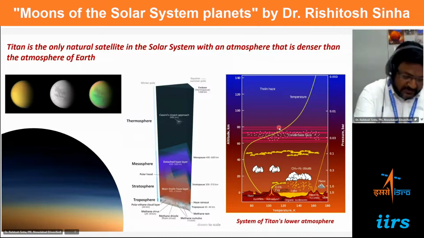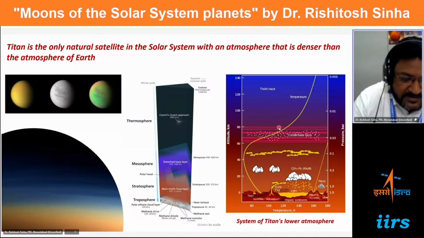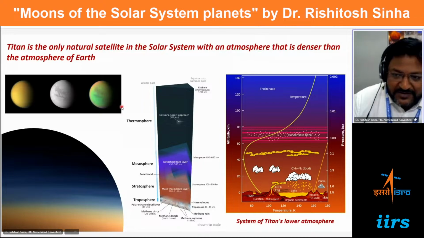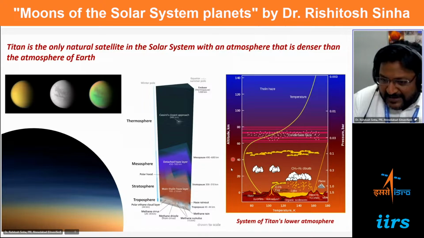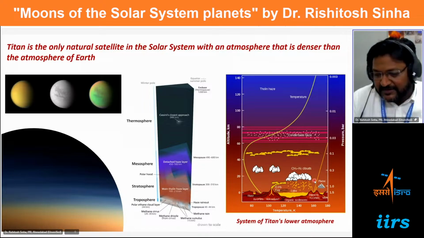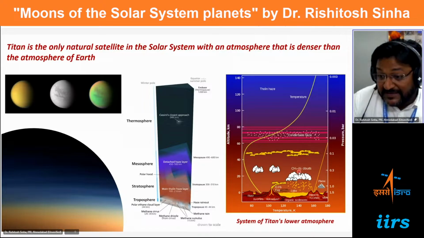So Earth as well as Titan, they both have got a troposphere, there is a stratosphere, there is a mesosphere, and there is a thermosphere. If you see in particular the troposphere of Titan, you will see that somewhere around 32-kilometer altitude from the surface, there is a presence of methane clouds. And then as we go further above, you will see the presence of tholin haze.